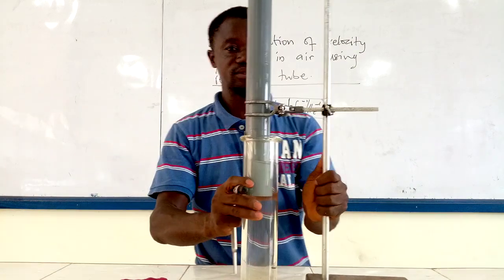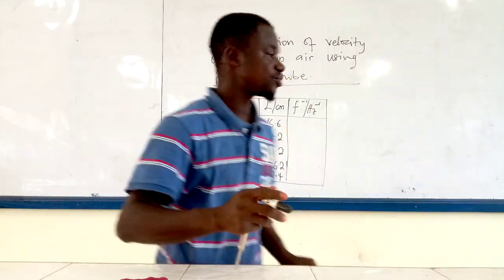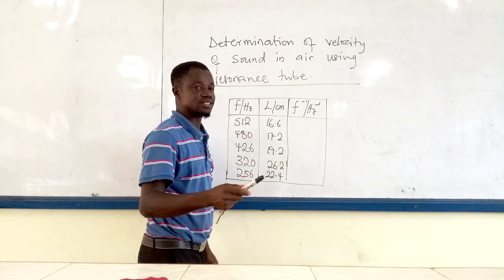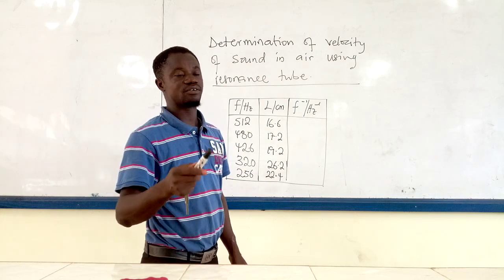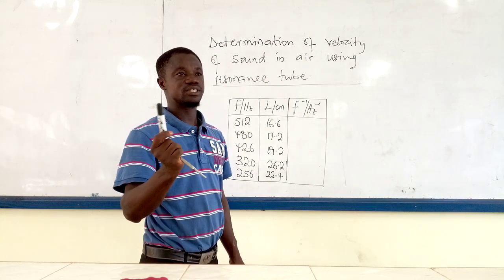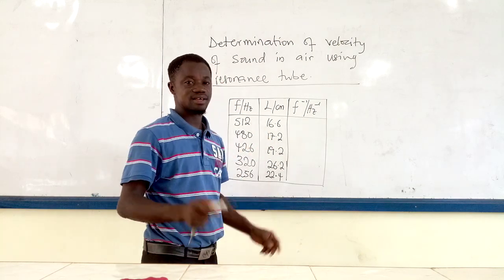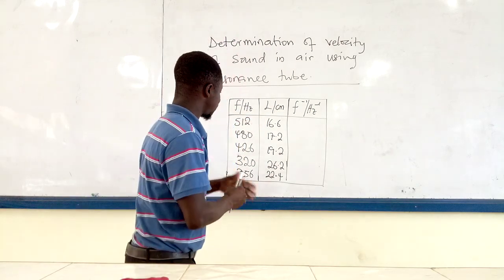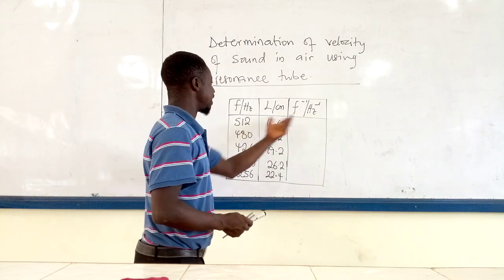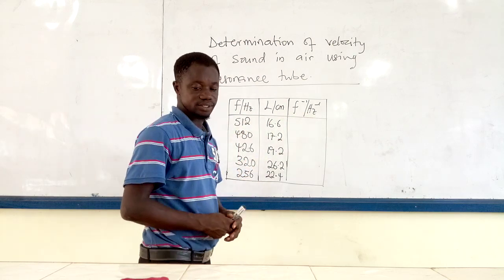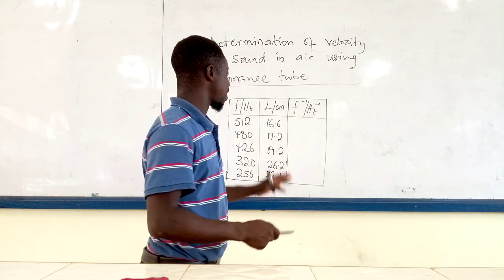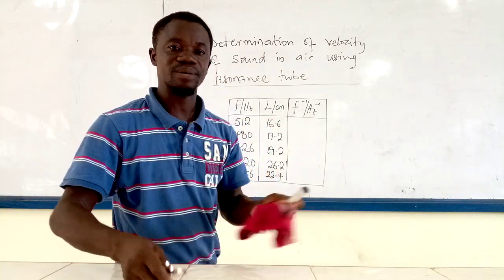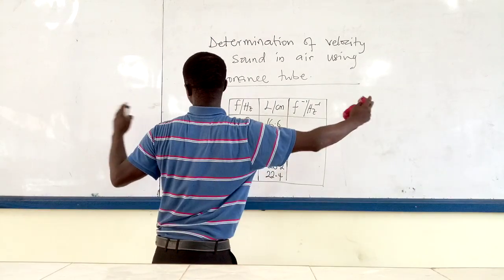Now, as you can see on the board, as the length is increasing, the frequency is decreasing because the frequency of sound is inversely proportional to the length of the resonance tube or the length of the pipe. Good. So once we have done this, we find the inverse of the frequencies, and then we plot a graph of 1/f against the length. Why are we doing all that? Let me take you through the theory behind this one small. So for the purpose of the distance, let me clean this one.